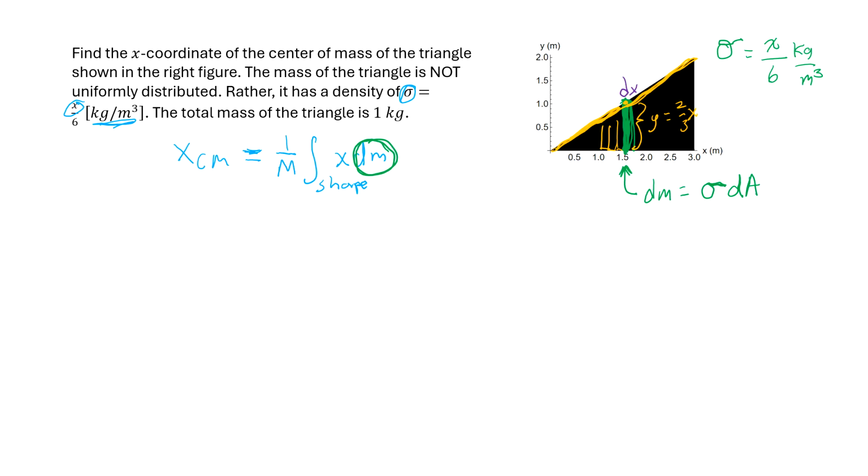So our dm is going to be, well, sigma, we have a function. I gave you that function, x over 6 kilograms per meter cubed. I'll put little square brackets to remind you that these are units, and this is not mass cubed, so meters cubed.